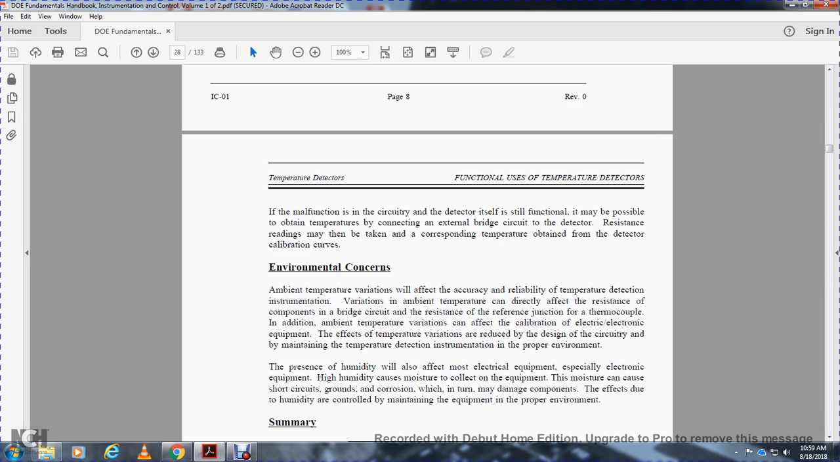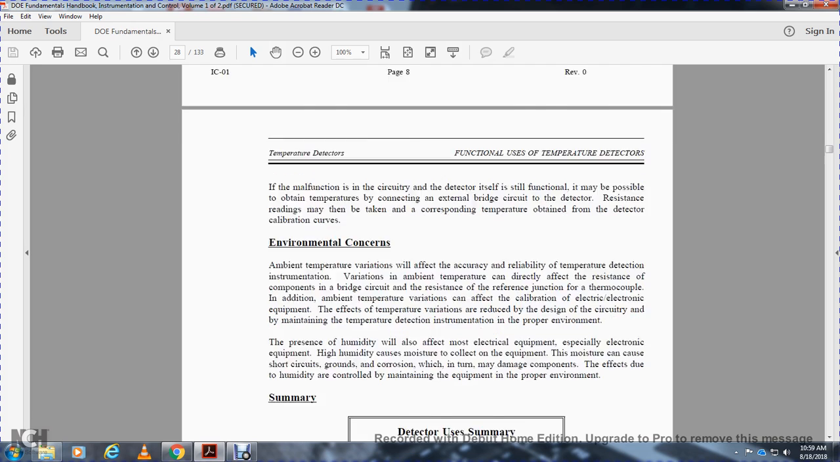The presence of humidity will affect most electronic equipment extensively. High humidity, the moisture collecting on the equipment, can cause short circuits to ground and corrosion, which in turn may damage the components. This effect is controlled by maintaining the equipment in the proper environment.